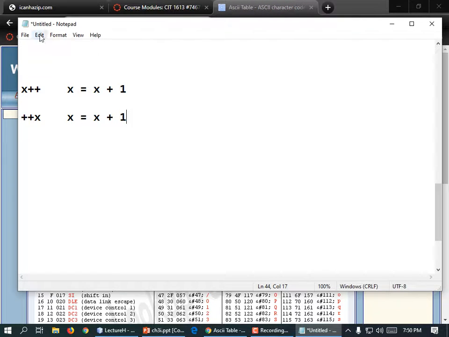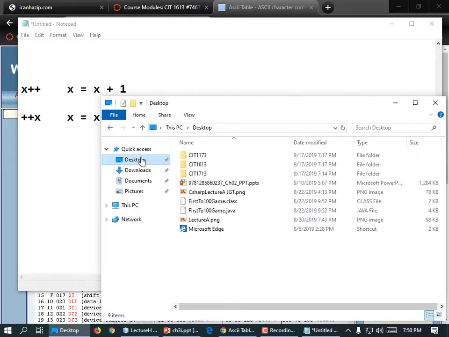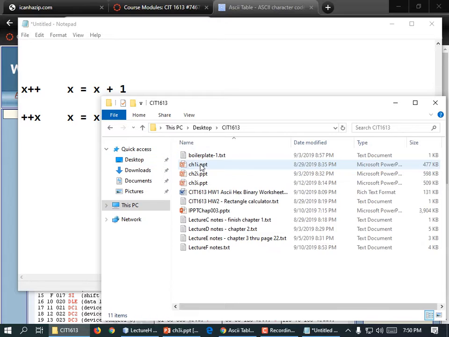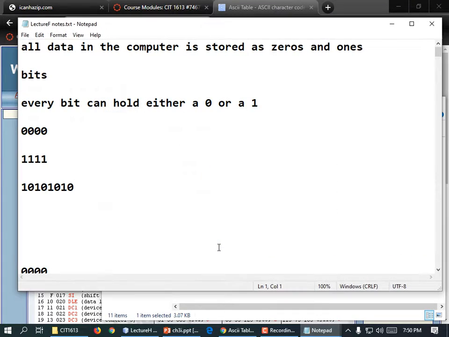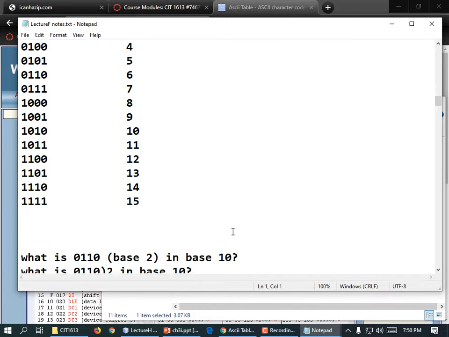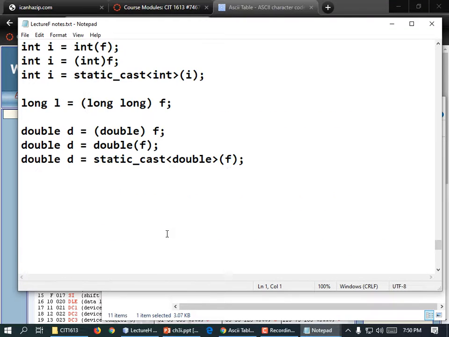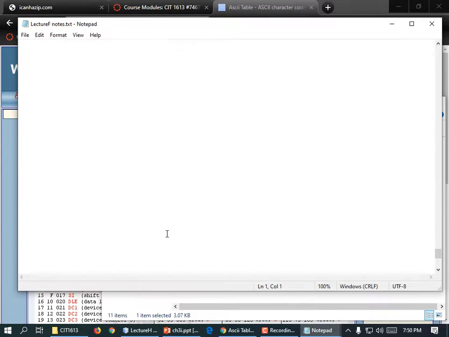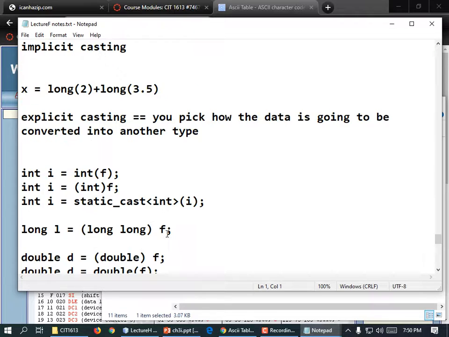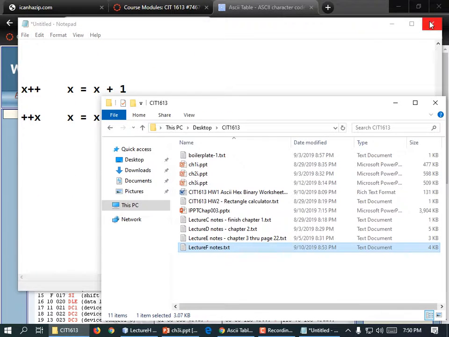What are our notes from? I didn't keep the notes. Oh, okay, so lecture F. Our bitmobile and all that. That's not Java, though. Even the notes are going in the wrong folder.